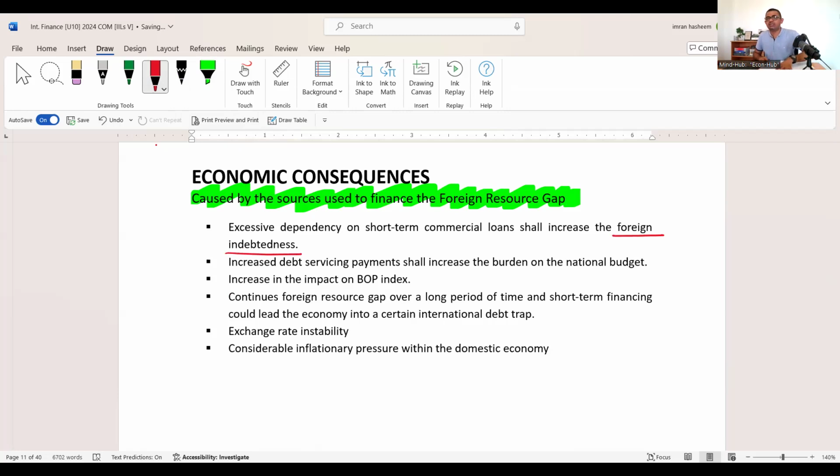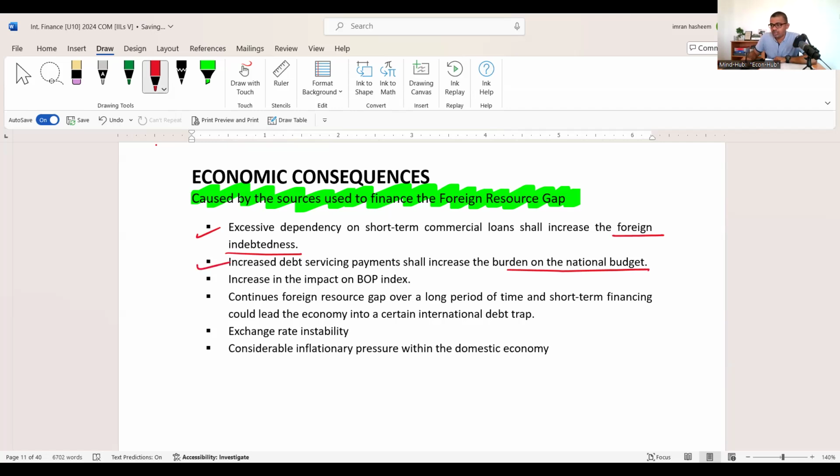Exactly what we have got ourselves into now. This 84 billion US dollar debt is mostly to cover this foreign resource gap and for our lack of savings within the country to invest in development projects. Then increased debt servicing payment shall increase the burden on the national budget, because most of the revenue of the government needs to be directed towards repaying the loans and interest.